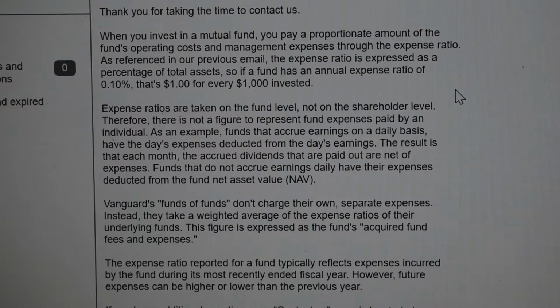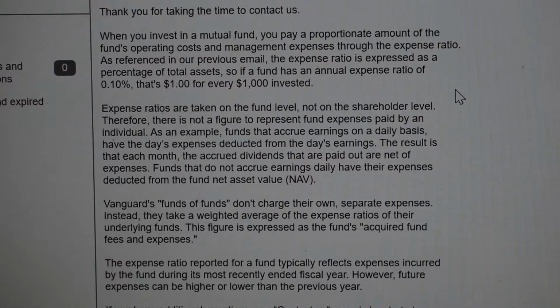Okay, so this was their response to that one. Thank you for taking the time to contact us. Got it. When you invest in a mutual fund, you pay a proportionate amount of the fund's operating costs, management expenses, through the expense ratio. Okay, so in that first paragraph, they reiterate what they already said. Then, expense ratios are taken on the fund level, not on the shareholder level. Okay, that's confusing. Therefore, there is not a figure to represent fund expenses paid by an individual.